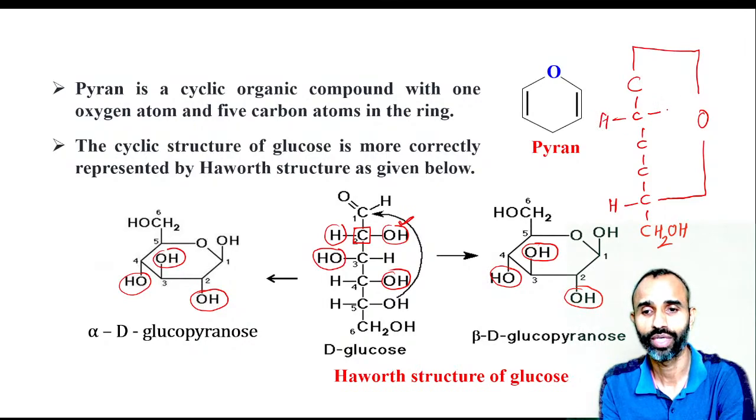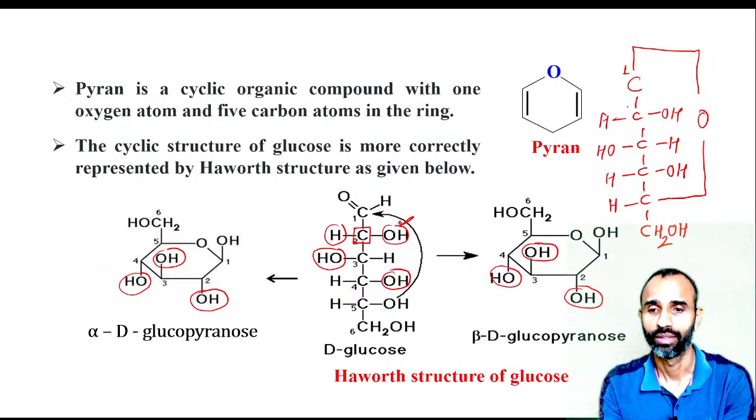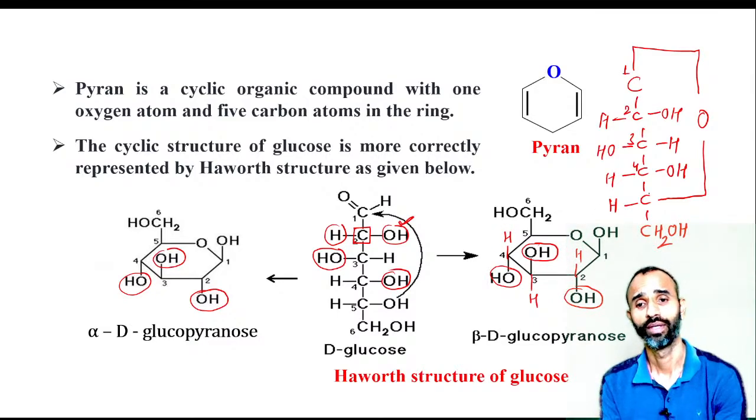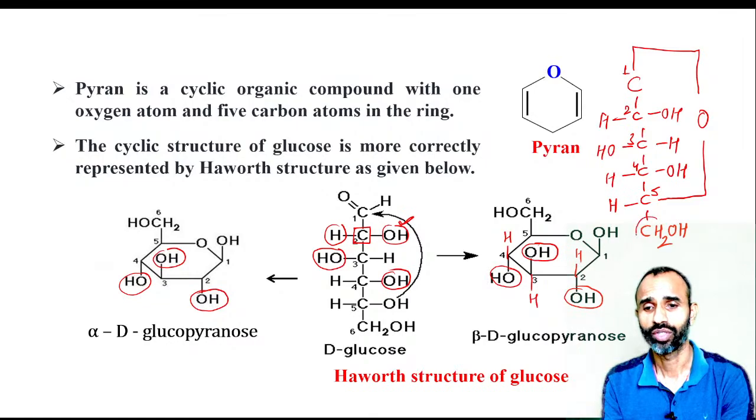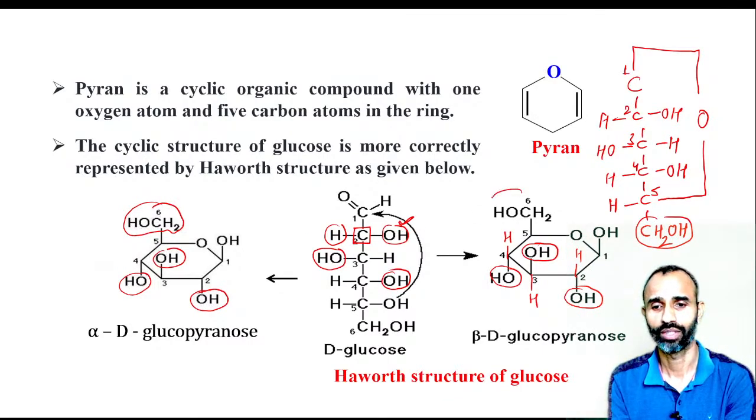Second carbon, you know, it is HOH. On the third carbon is OHH. Fourth carbon HOH. So just look at the second, third and fourth carbon. Second, third and fourth configuration is same. On the other side there are H. Fifth carbon, CH2OH is always at the top. So it is the last carbon. It is written at the top.